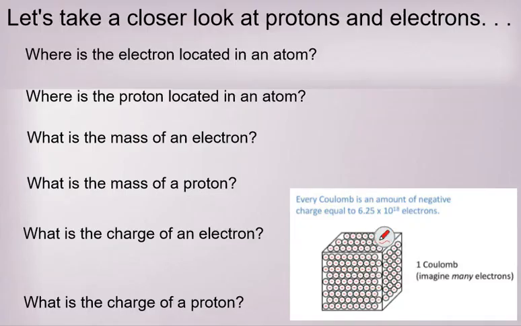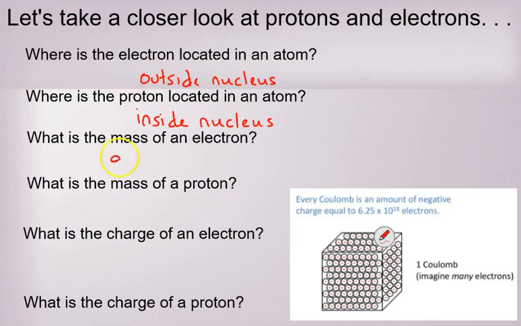Well, let's quickly review what we know about protons and electrons from chemistry classes. Electrons and protons and neutrons are subatomic particles of an atom, which means the small parts of the atom. And the electron is located outside of the nucleus. You don't have to know exactly where for physics, just understand that it's outside the nucleus, where the proton is located inside the nucleus.